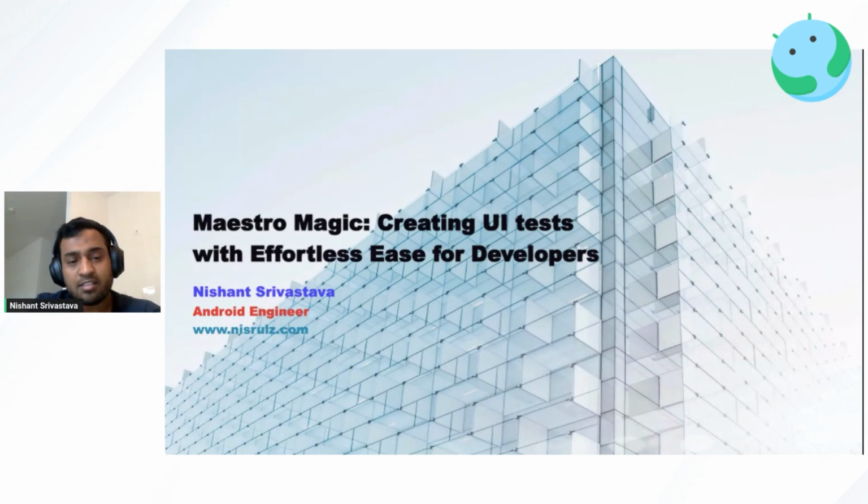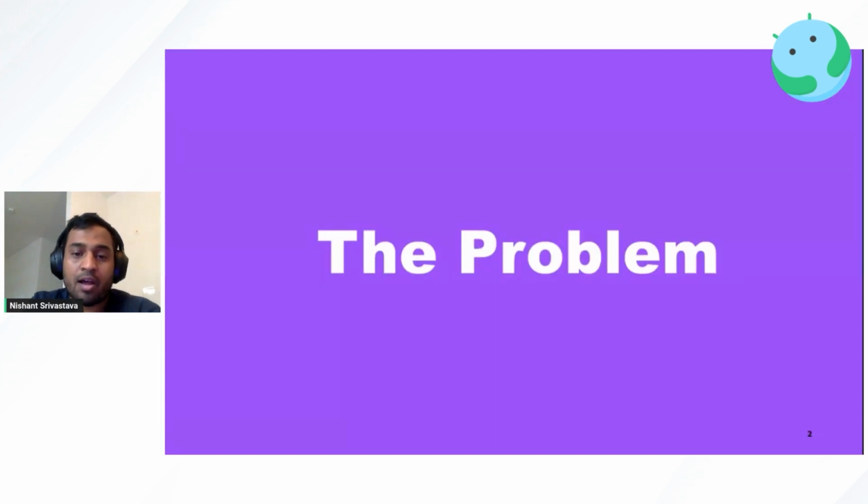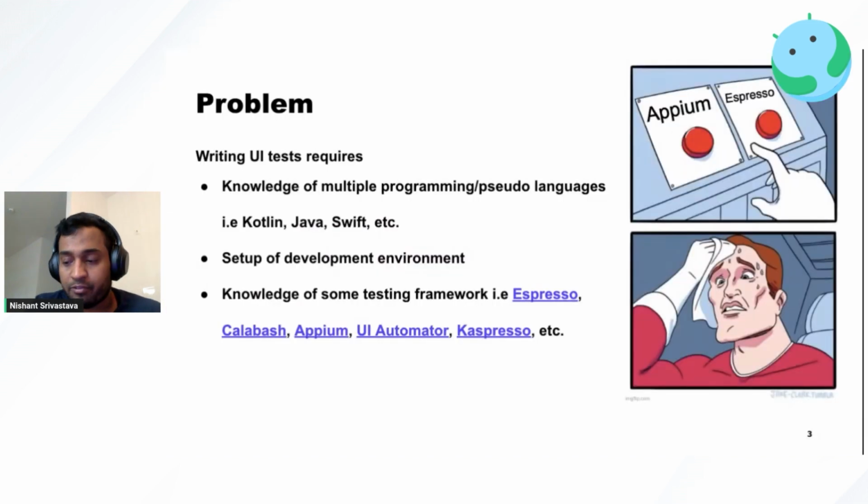Okay, so let's dive into the main problem right away. The problem that we potentially quite often see is that, from the perspective of a developer, when you're writing UI tests, you need to have knowledge of multiple programming languages, like Kotlin, Java, Swift. You need to know different paradigms. There are different ways of writing these UI tests also. You need to set up a development environment for this.